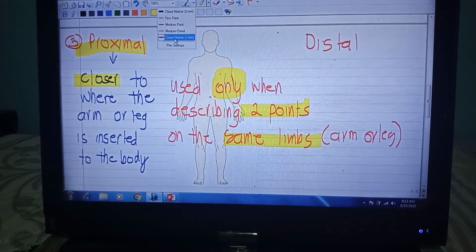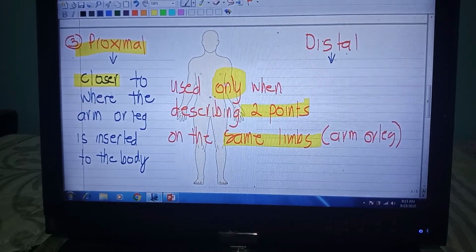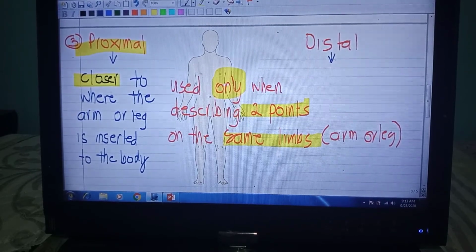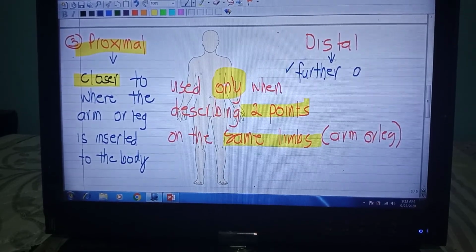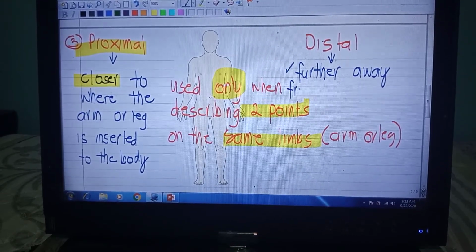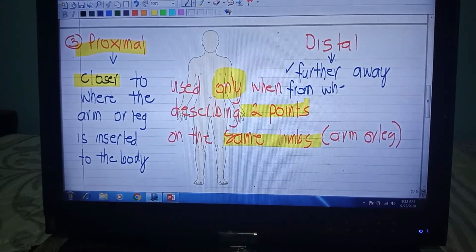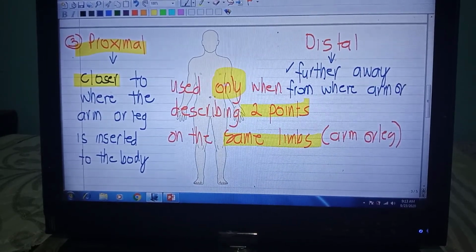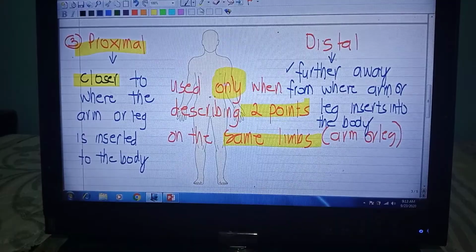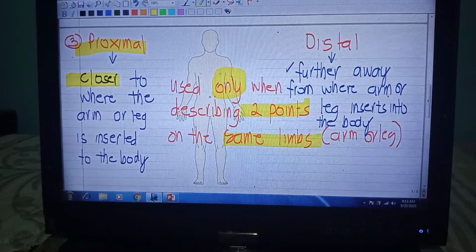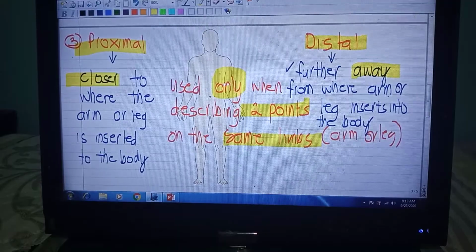Closer. Pag sinabi naman nating distal class, from the term alone, distal. Further away. Distal is further away from where arm or leg inserts into the body. Distal, proximal, closer. Distal, further away. O, ayan.